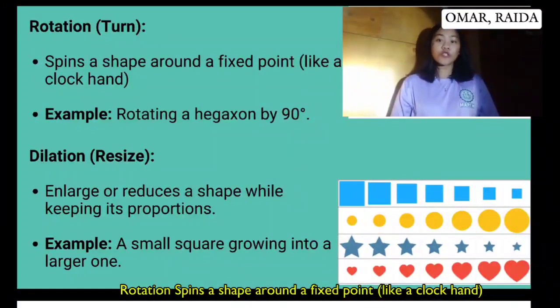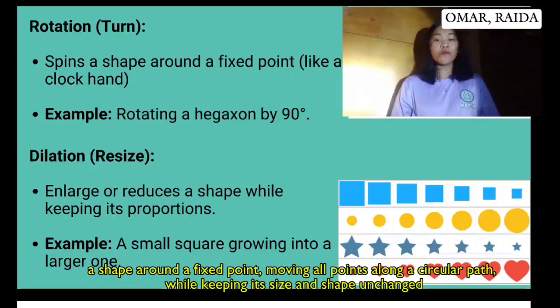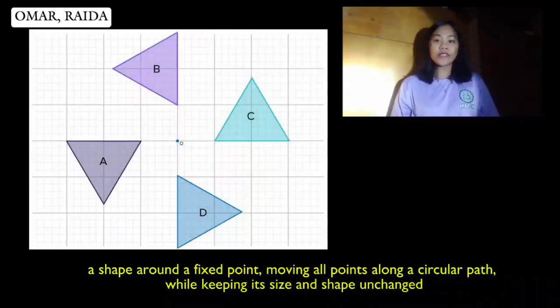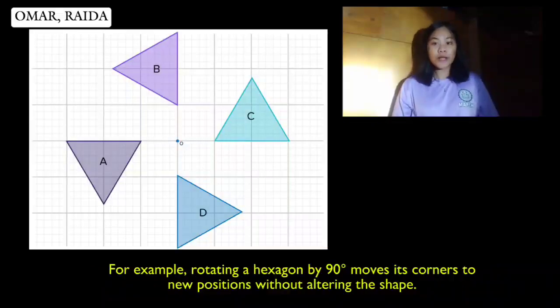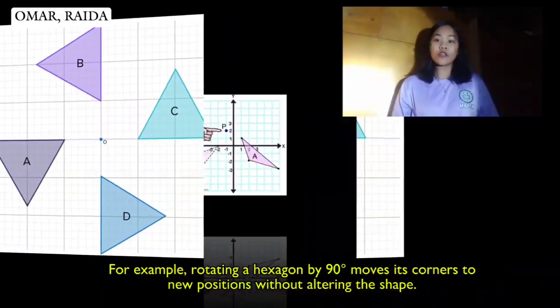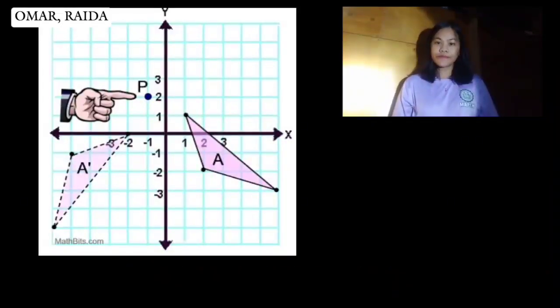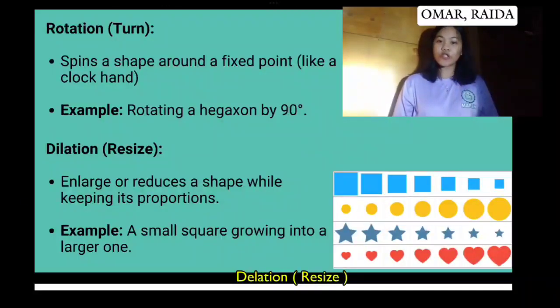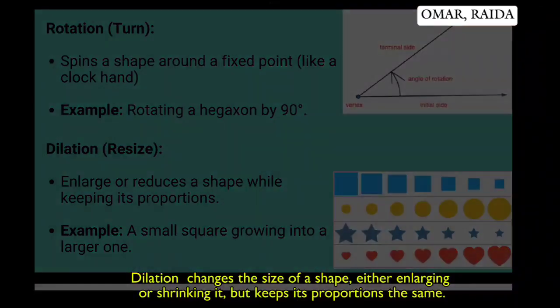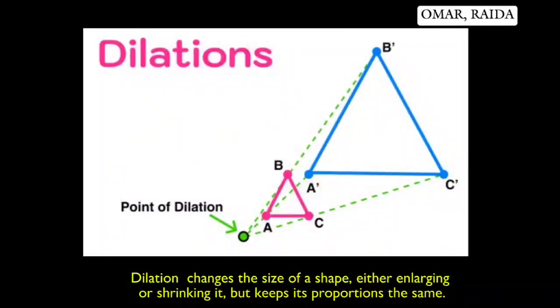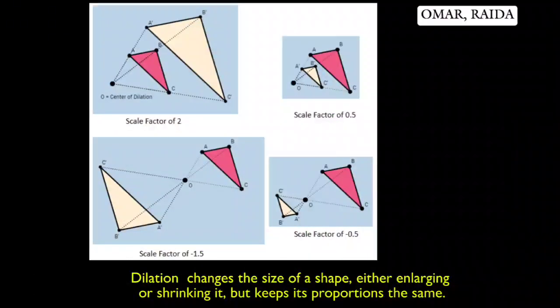Rotation, or turn, turns a shape around a fixed point, moving all points along a circular path, while keeping its size and shape unchanged. For example, rotating a hexagon by 90 degrees moves its corners to new positions without altering the shape. Next is dilation, or resize. Dilation changes the size of a shape, either enlarging or shrinking it, but it keeps its proportions the same.